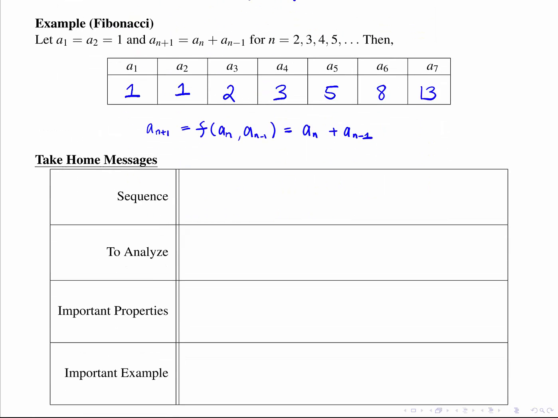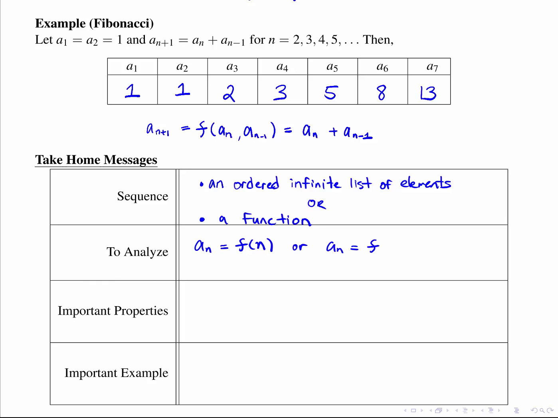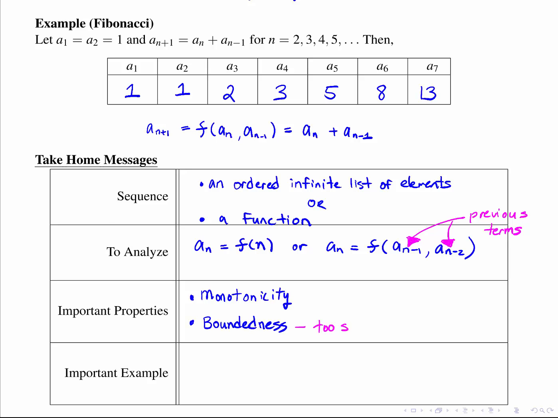So for take-home messages, we can think of a sequence as an ordered list of elements, or else we can also think of it as a function. And to be able to analyze this sequence, we have to give the term some form. So we either make a_n a function of n, or else a_n a function of previous terms. A couple of important properties for sequences are monotonicity: is it increasing or non-decreasing? And boundedness, from above, below. And these properties are a little subtle for your calculator. And then we have the important common sequence types, such as the arithmetic, geometric, and alternating sequences.